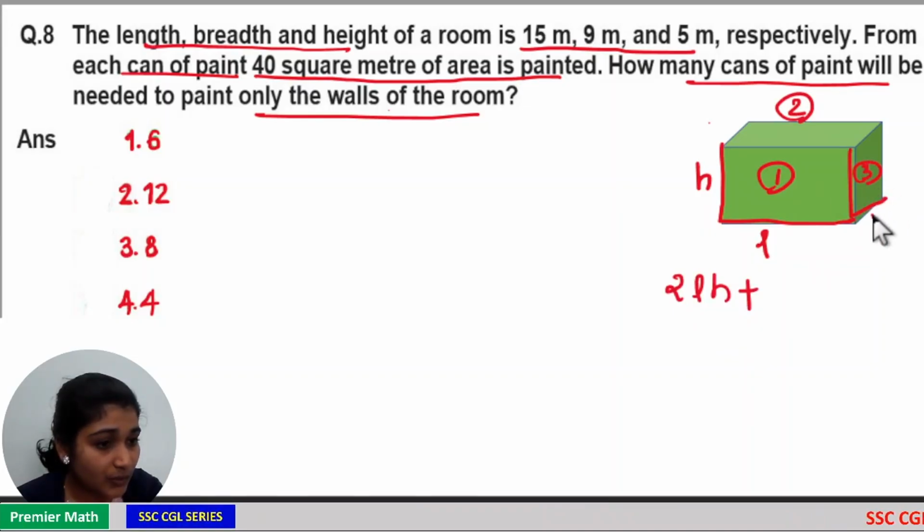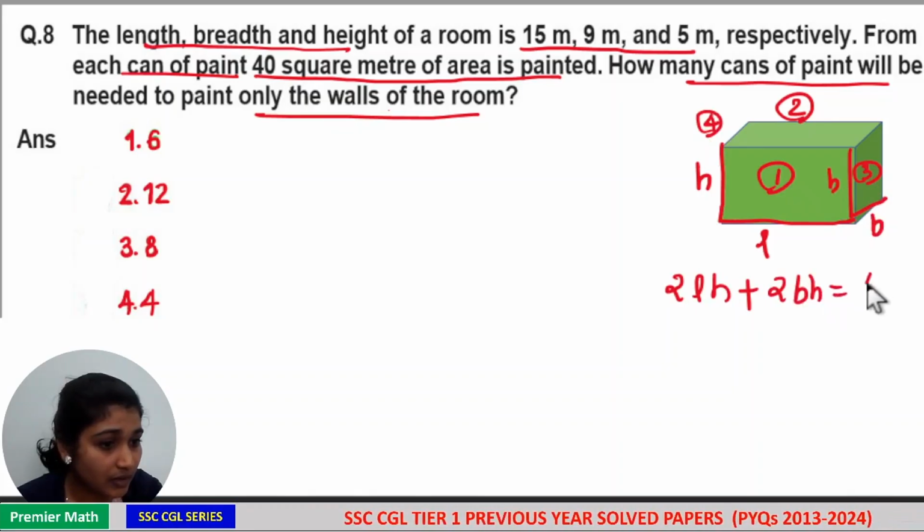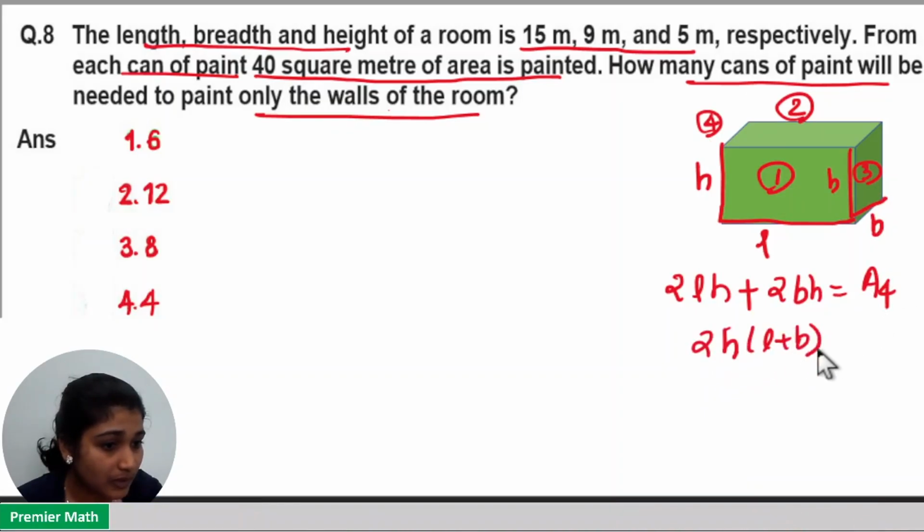Plus this is another such wall. Area of this is equal to breadth into height. Opposite there is another such wall of the same area. So, area of this is equal to 2BH. This is the area of 4 walls: 2H into L plus B.